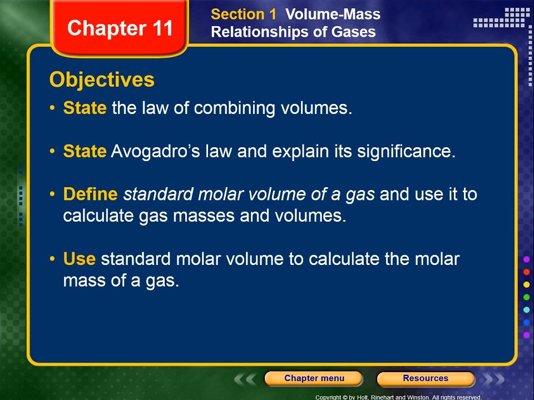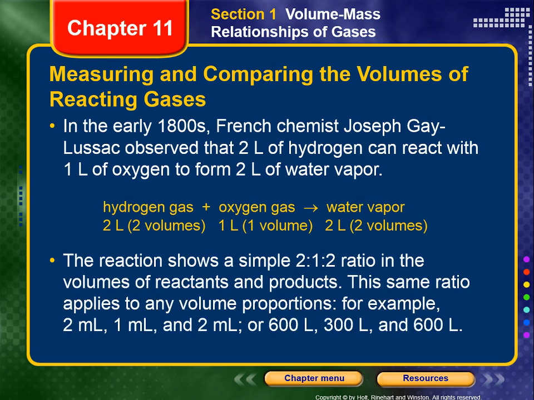Then define standard molar volume of a gas and use it to calculate gas masses and volumes. Lastly, use standard molar volume to calculate the molar mass of a gas. And I hope you see that once you have the mass of something and the molar mass of something, you can convert into moles of that thing. And once you are in moles of that particular substance, now you can do stoichiometric calculations. So let's start by being able to measure and compare volumes and combine them.